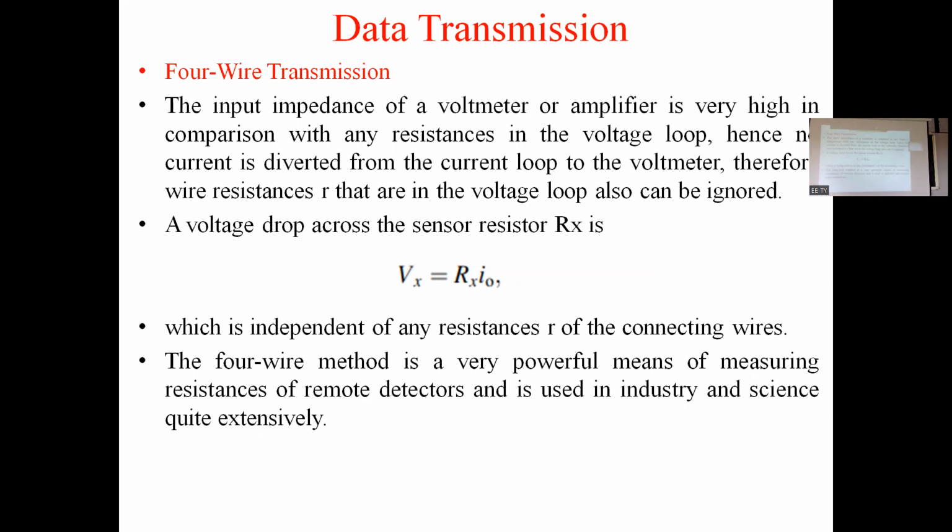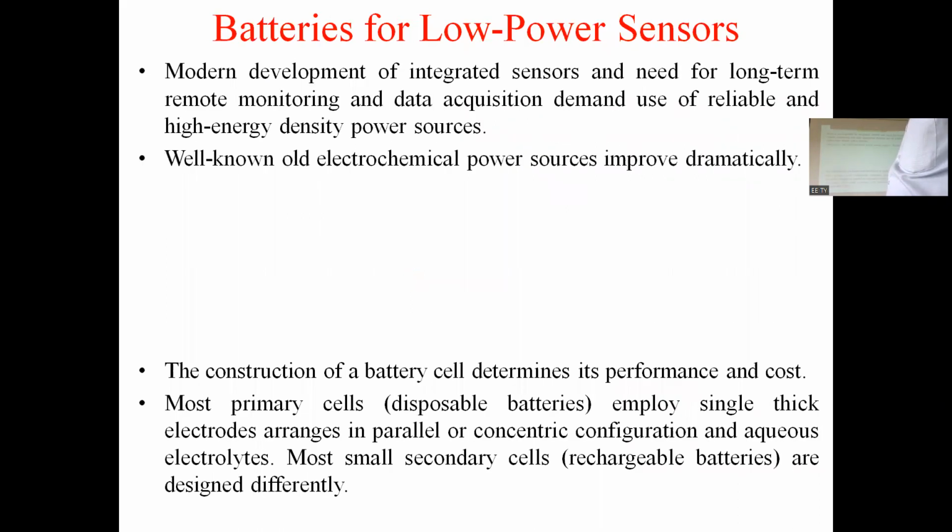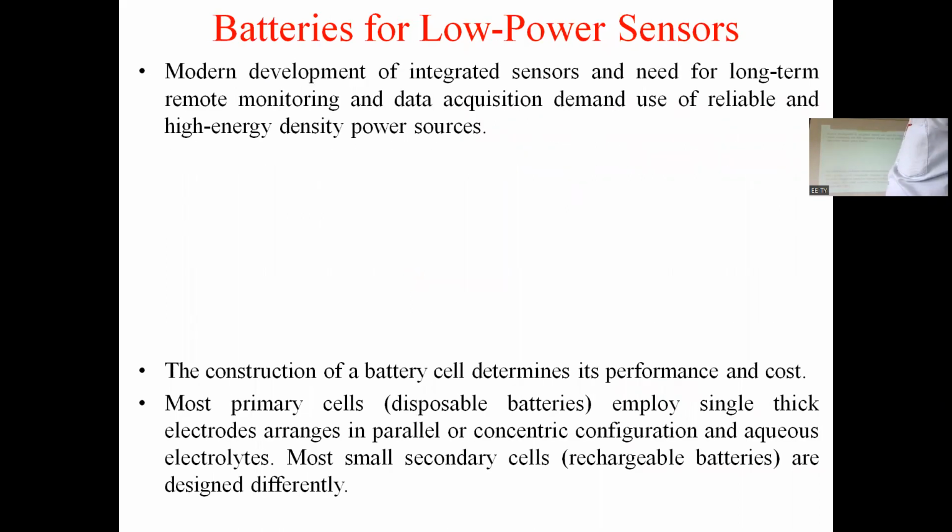Okay, so the 4-wire method is a very powerful means of measuring the resistance of remote detectors and is used in industry and science quite extensively. So these are the two applications of the 4-wire system. It can be used to measure the resistance of a remote detector. That means it is a very powerful data transmission technique.